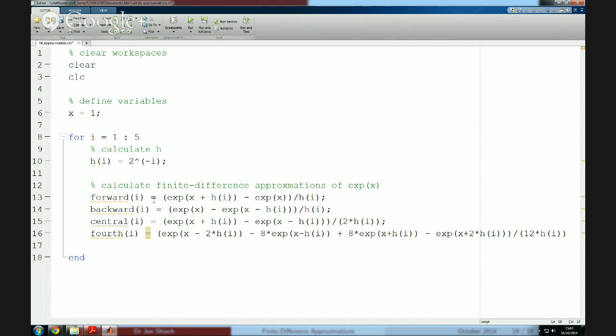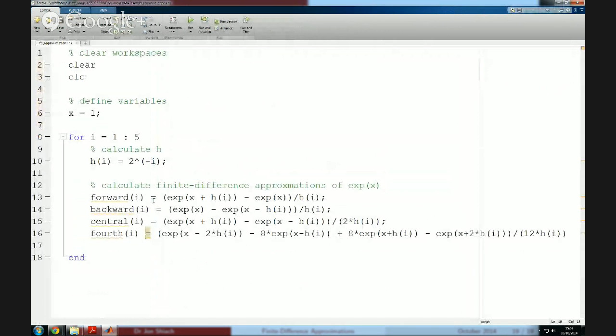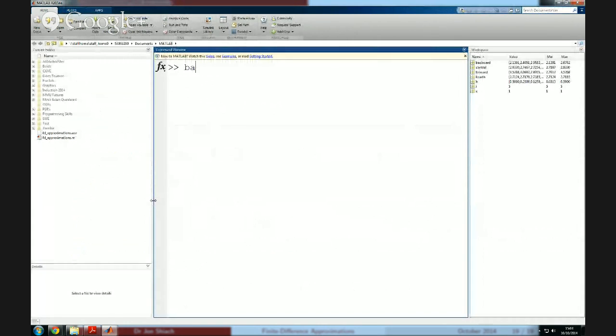If I was to run this program, let's run it. Okay, it's run. Oh, I forgot to take off that semicolon, so let's run it again. Okay, if I check what the backward difference looks like, this one is when h is a half, this one is when h is a quarter, an eighth, 16th, a 32nd. So as you can see, as the step length decreases, the accuracy is increasing. It's not increasing very fast, but it is increasing.